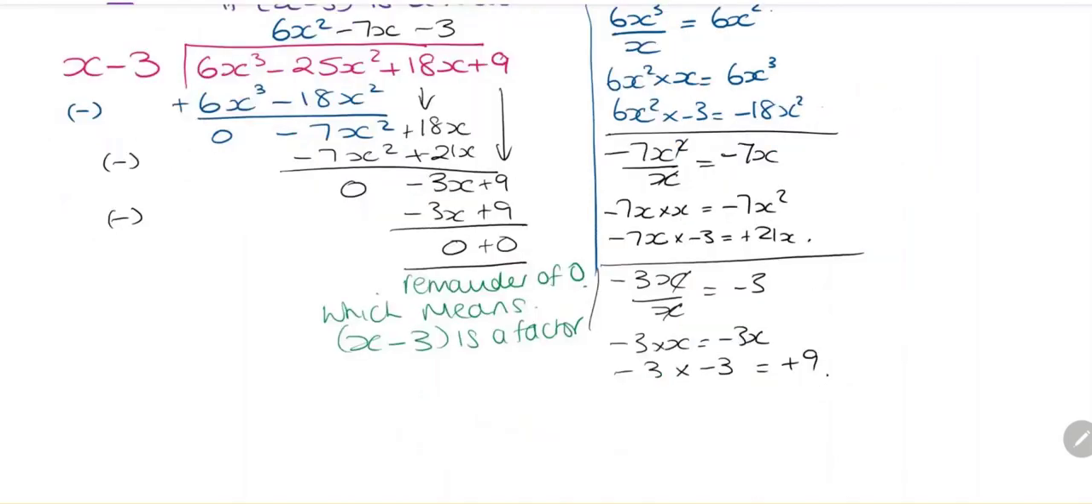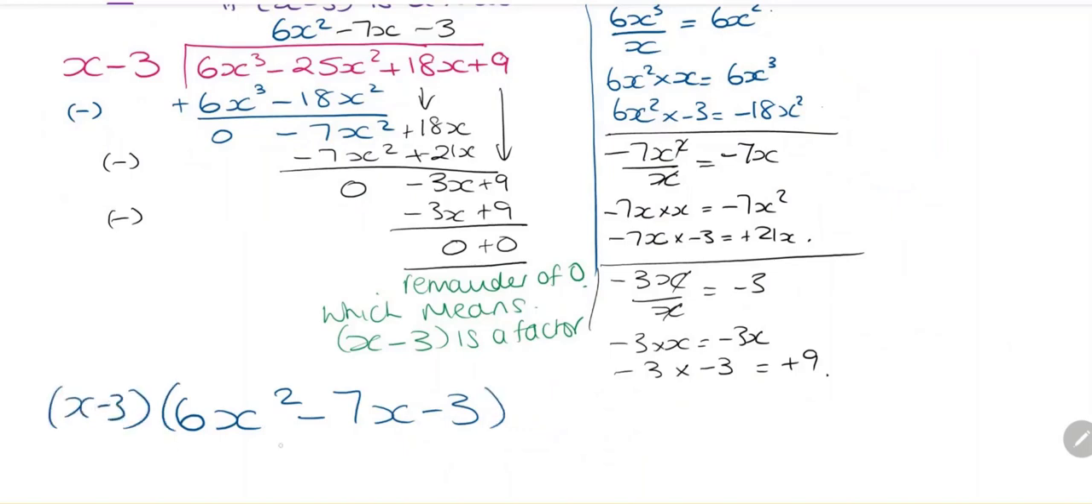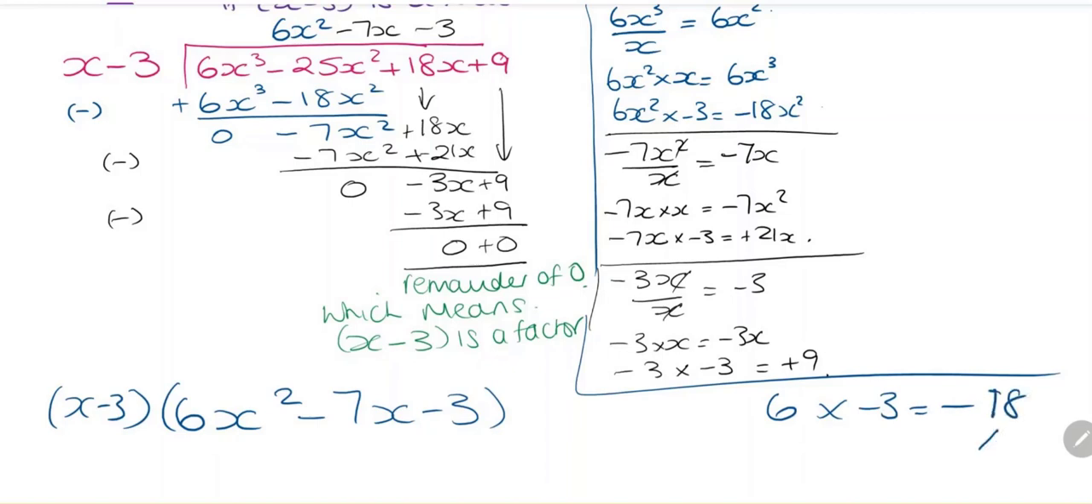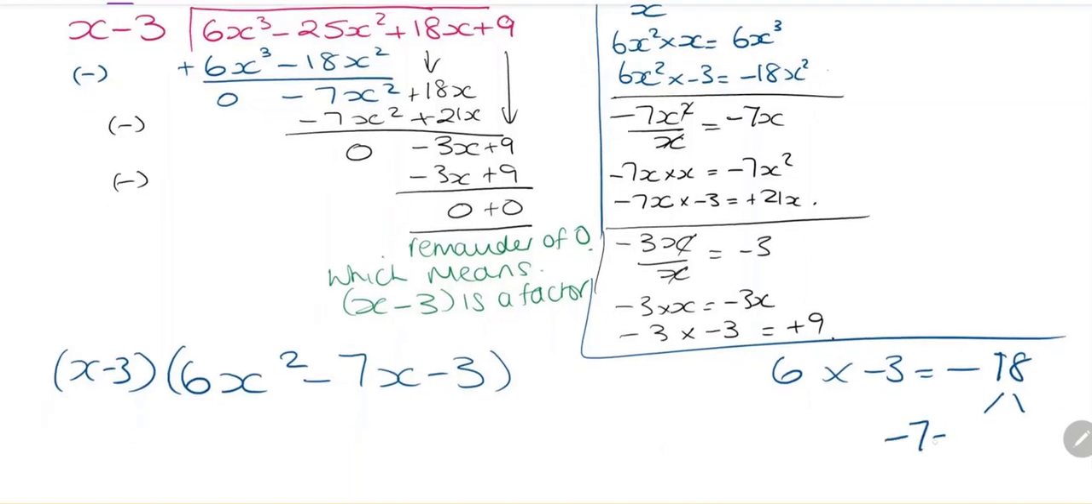So we need to factor fully. Our term is 6x squared minus 7x minus 3, this is our quotient. So we need to factor. We've already got x minus 3. So 6 multiplied by minus 3 is minus 18, so we're looking for factors of minus 18 that will add to give minus 7. So this is going to be minus 9 and plus 2.